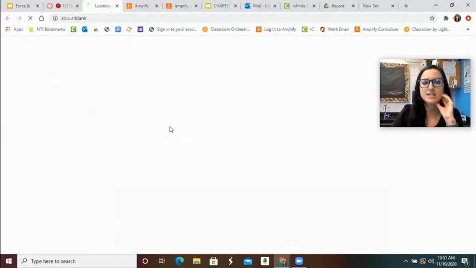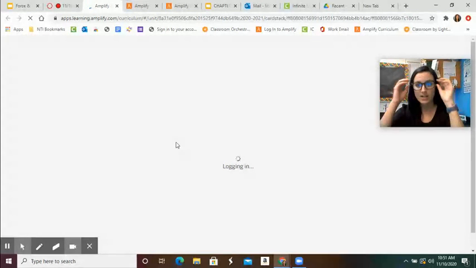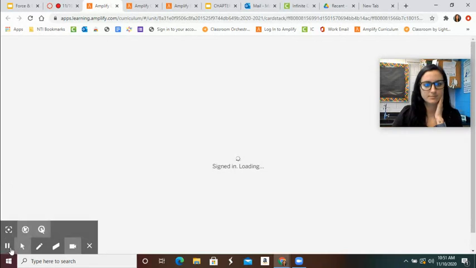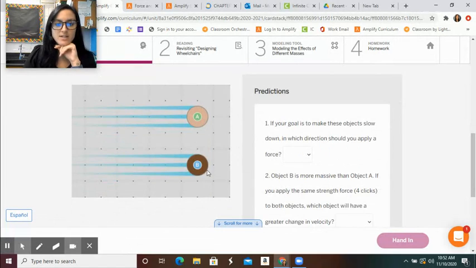And the first thing that we did was a warm up in Amplify. In this warm up, it presents a scenario that we will investigate in the simulation. But before investigating it in the simulation, it wants us to make some predictions. So in this warm up, you see there are two objects, A and B, and we can tell that they are both in motion because of the blue velocity tails coming off the end of them.